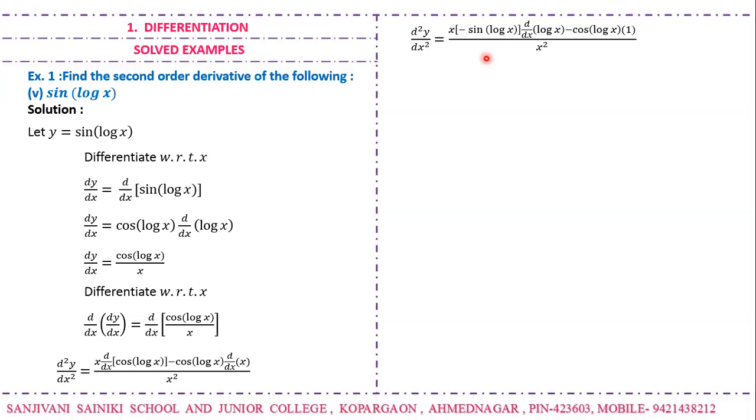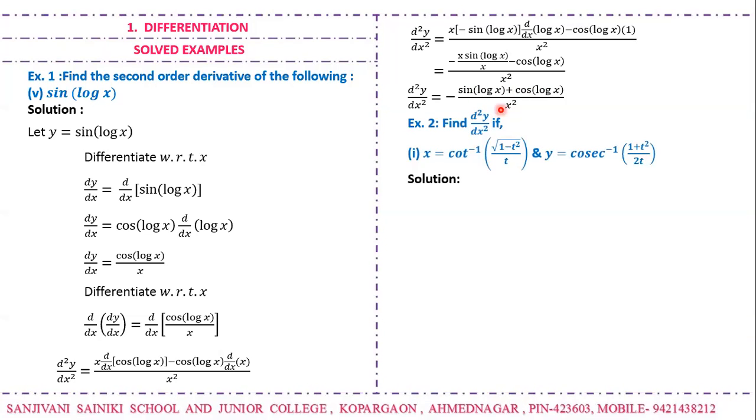What you get? Minus x sine of log x upon x minus cos of log x upon x square. So after simplifying, taking minus sign common, we get minus sine log x plus cos log x upon x square. Now go to next example.